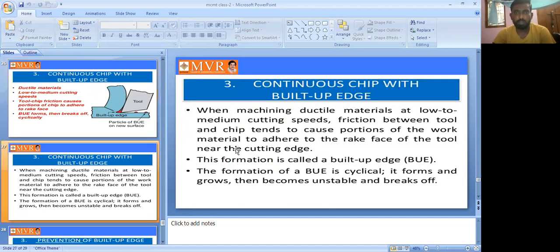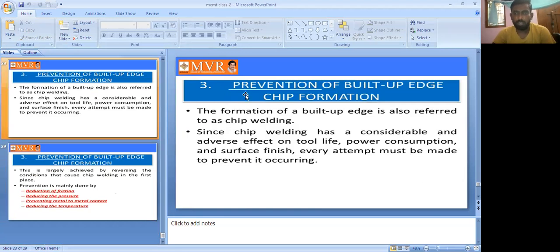The third type of chip formation has some preventions we can see. So this is our class today: the theory of chip formation, the types of chips, chip breakers, and the chip thickness ratio. These are the four points we discussed in today's class. Thank you.